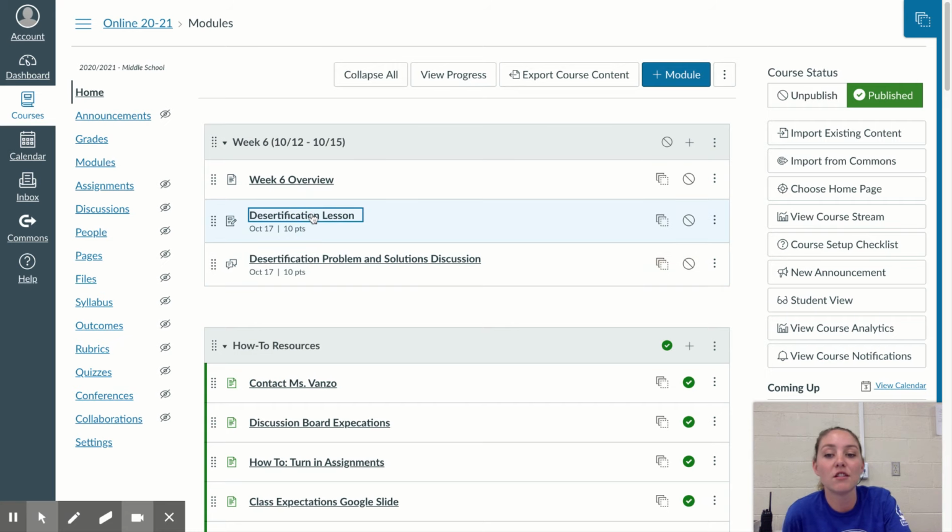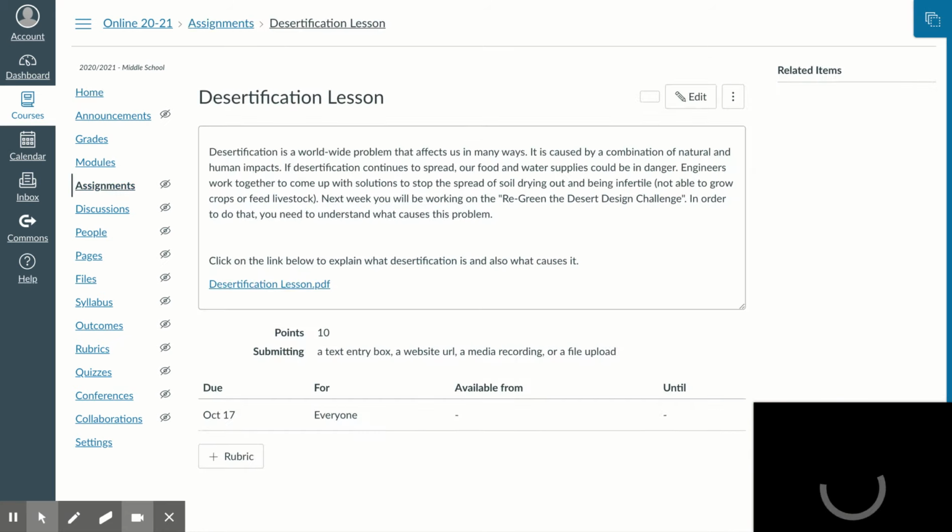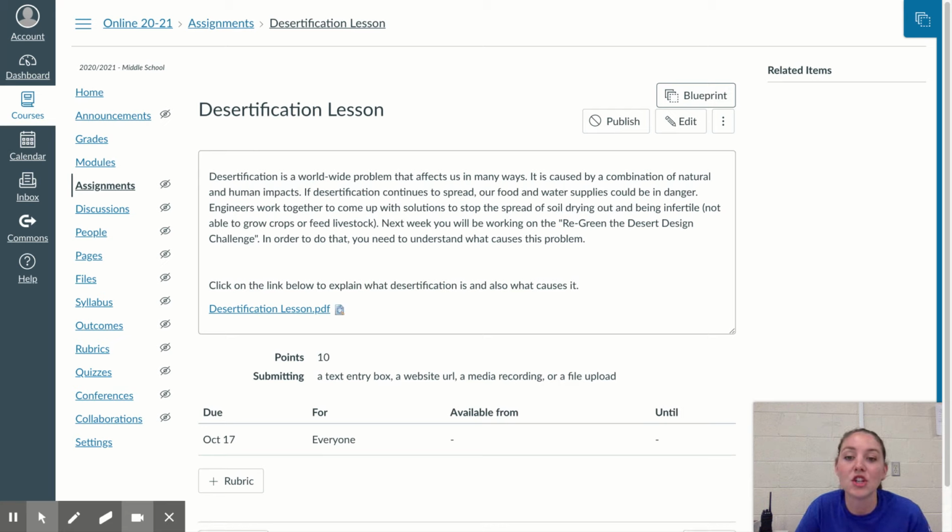So let's go into the desertification lesson. It says, desertification is a worldwide problem that affects us in many ways. It's caused by a combination of natural and human impacts. If desertification continues to spread, our food and water supplies could be in danger. Engineers work together to come up with solutions to stop the spread of soil drying out and being infertile, so not being able to grow crops or feed livestock. Next week, you'll be working on that challenge I talked about.